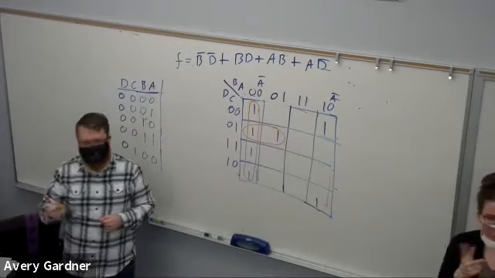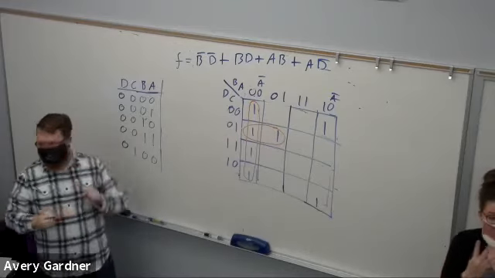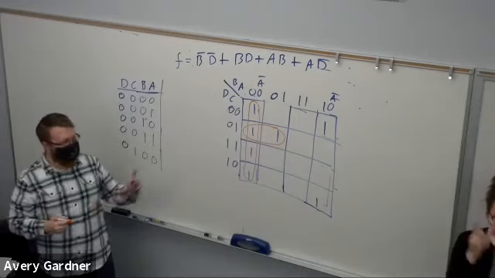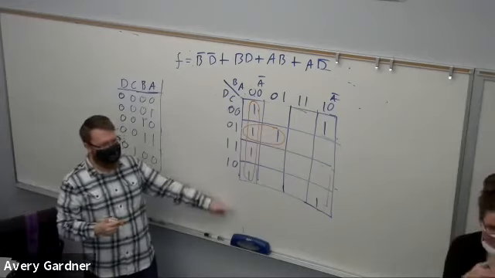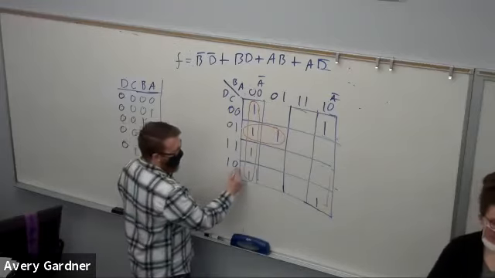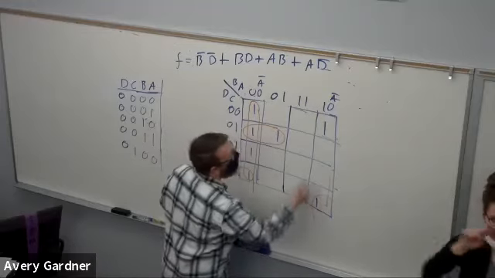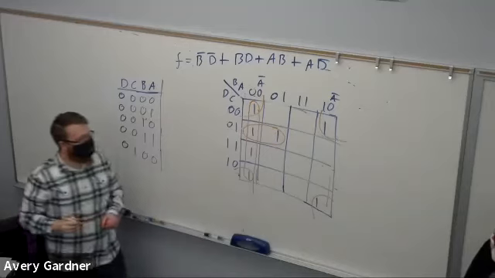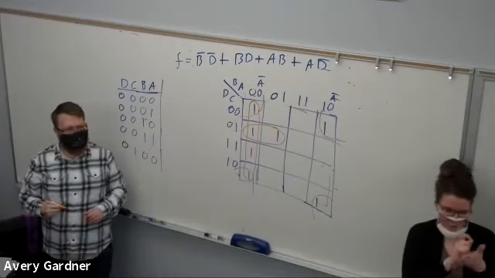Where's the third one? I said you only need 3. It's the 4 corners. All 4 corners are logically adjacent to each other because they wrap around horizontally and they wrap around vertically. I can draw a square. The way I draw that is like so. Because the K-map's actually like a torus, right?